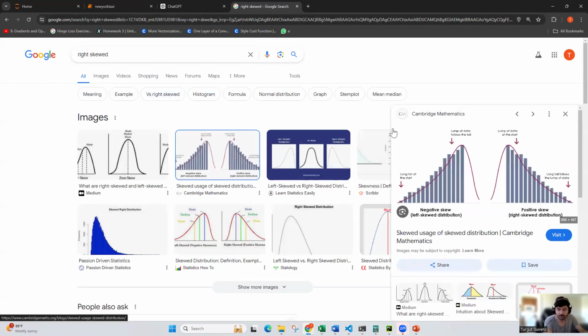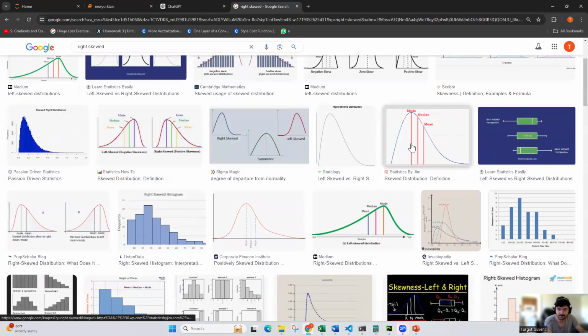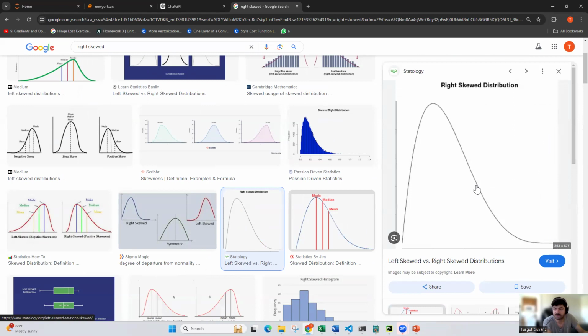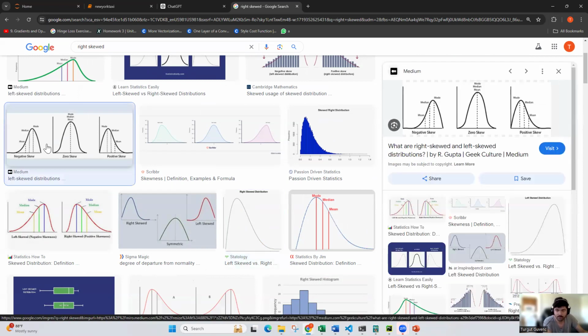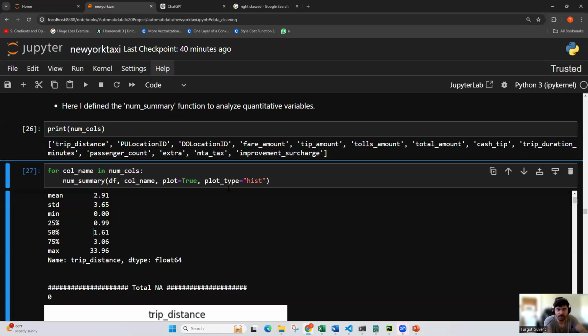I want to show you how you can understand right skew. What does right skewed data and left skewed data mean? This is a right skewed distribution, and if it's otherwise, let me just show you. And this is the left skewed data. I wanted to show you in case you don't know about it.